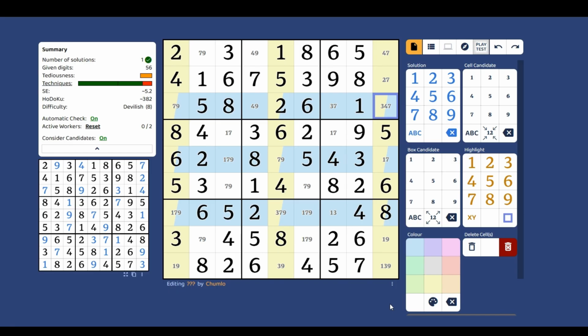Sashimi fish are just like fin fish, but you don't actually have your base candidate in the same box as your fin. So take this sashimi swordfish that we just went over, and again, 7 was our fish candidate. If we didn't have a 7 in this cell, then this would be a sashimi swordfish. And functionally, this is the exact same as just a regular fin swordfish. We can make the same elimination, which would be just eliminating the 7 in this cell. But sashimi fish are really interesting when it comes to X-wings in particular.